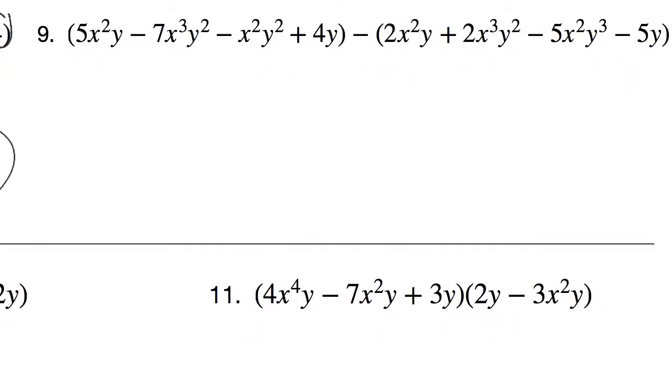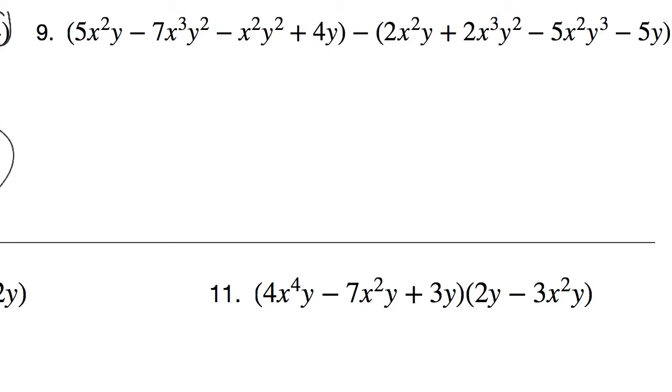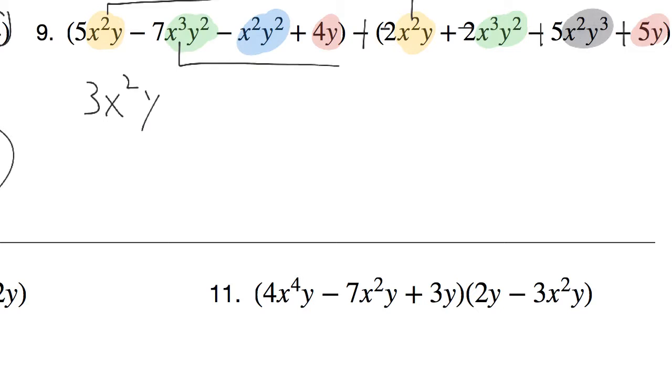Here again, we have subtraction, so I'm going to change subtraction to the addition of the opposite. Opposite, opposite, opposite. Change all the signs. So you can see here, we've got x squared y terms. 5 plus negative 2 is going to be 3x squared y. I've got some x cubed y squared terms. Negative 7 plus negative 2 is negative 9 x cubed y squared.